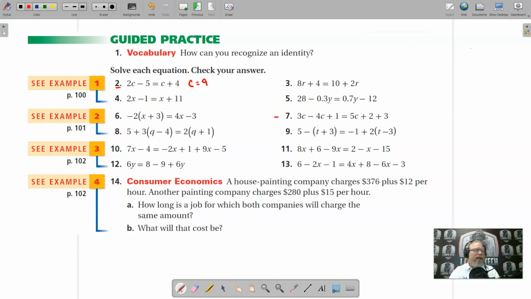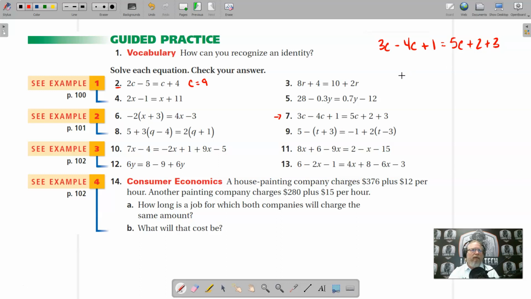Let's try maybe number 7 right here. Okay, so I have 3c minus 4c plus 1, and that's going to equal 5c plus 2 plus 3. Now I probably want to combine some like terms. I see I have terms of c over here, 3c, negative 4c. And over here I have a 2 and a 3. Those are constants. I could combine those. So let's go ahead and do that.